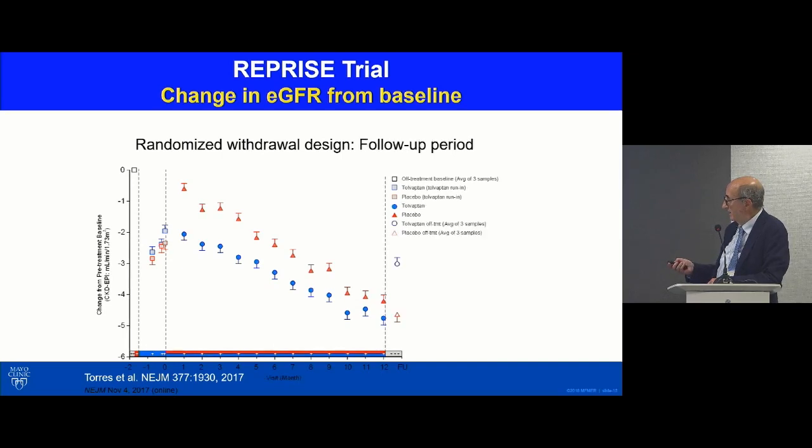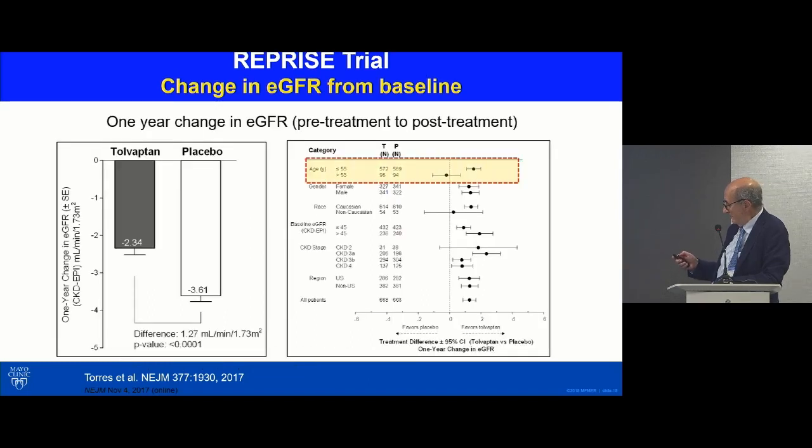And when the administration of the investigative product was discontinued, the patients that were taking tolvaptan had a rebound. And this was the primary endpoint of the trial: the difference, the change in GFR from before taking tolvaptan to after the tolvaptan had been discontinued. And this was a difference of 1.27 mLs per year.